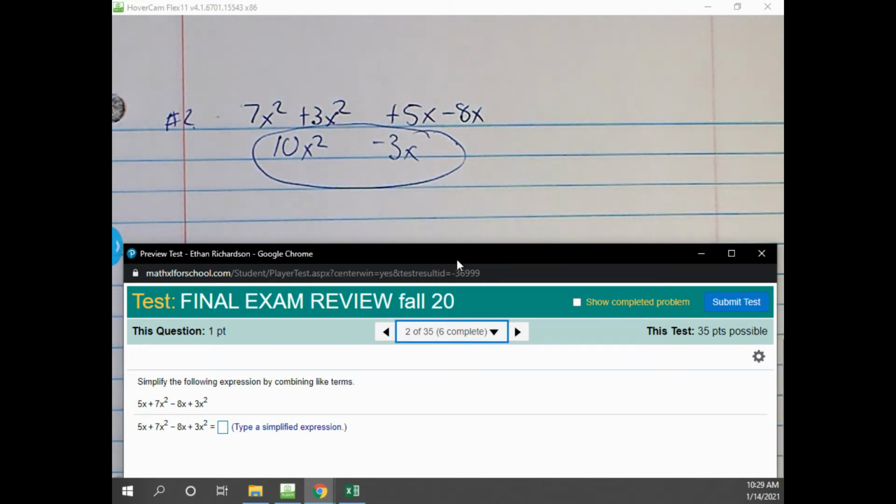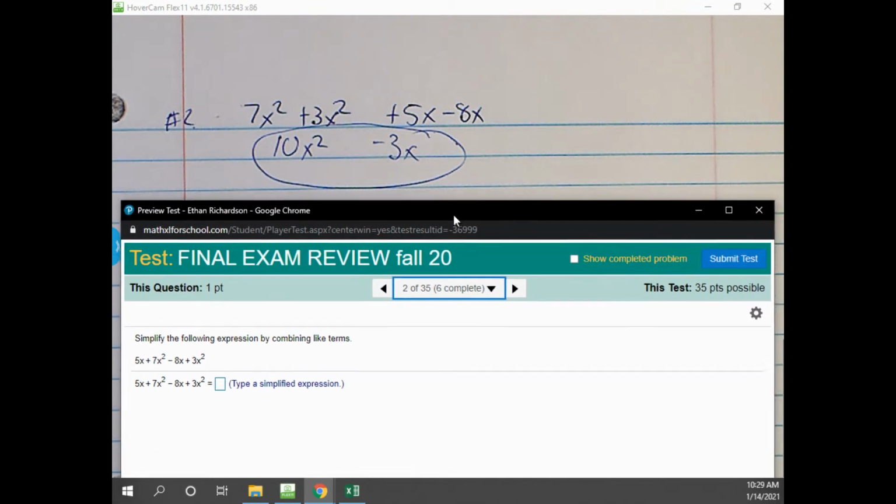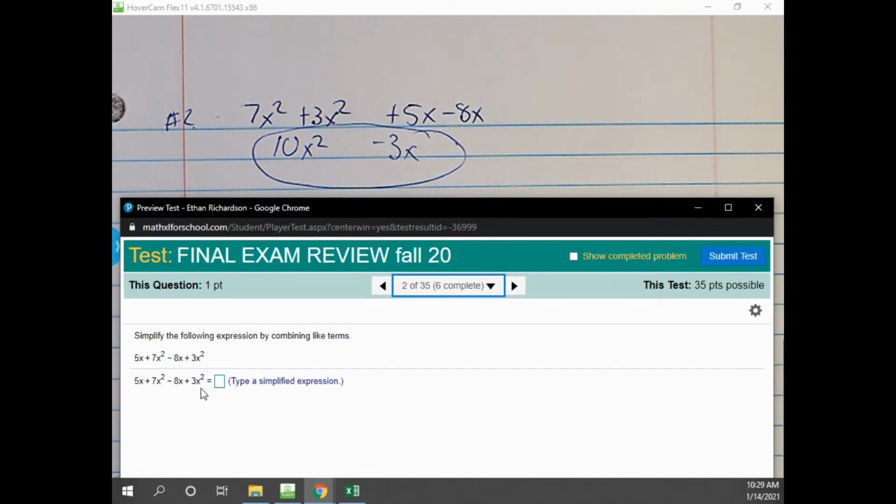Okay. Biggest thing is when you're adding and subtracting, when you're combining the like terms, you do not change the powers of whatever expression it is that you're working. The only thing you change is the numbers that's in front of your variable. So it's 7 plus 3 and then 5 minus 8. So that gets us the 10x squared minus 3x.